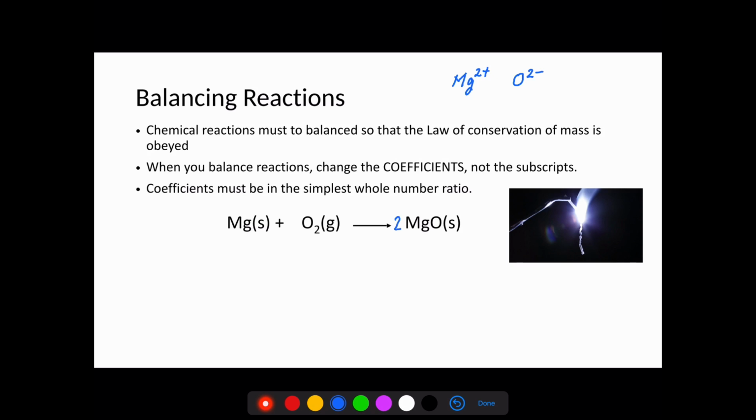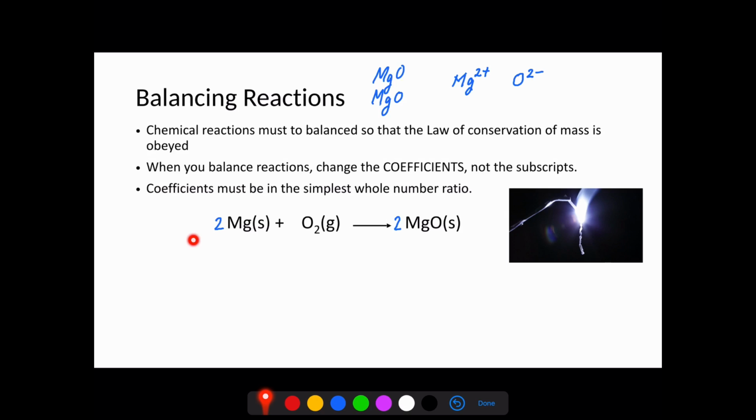okay? And that has changed the number of magnesiums also now. Remember, 2 MgO means you have 2 of these, MgO and another MgO, okay? That means you have 2 magnesiums and 2 oxygens on the right, okay? So now magnesium is not balanced because there are 2 here and there is 1 here. So if you change the coefficient of magnesium on the left to 2, now you have 2 magnesiums on the left as well as the right. Okay, the reaction is balanced now.